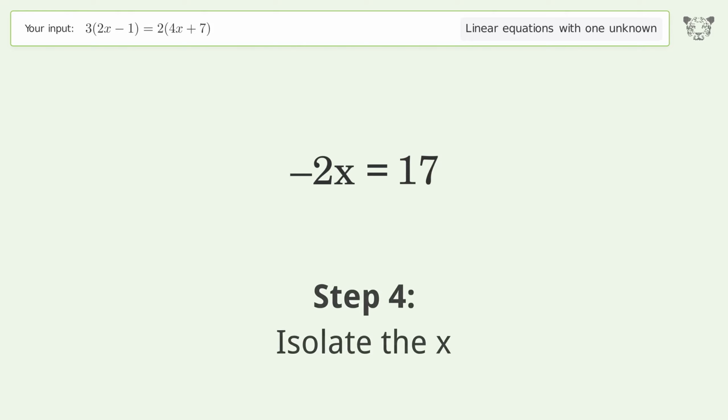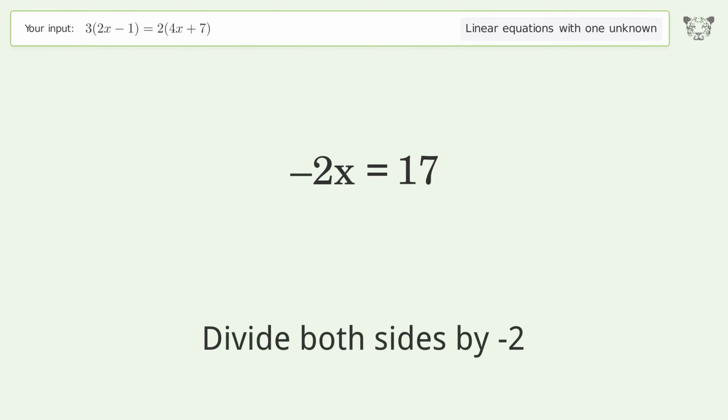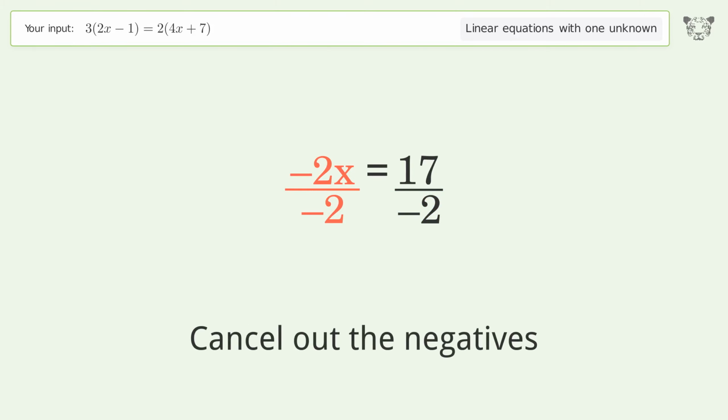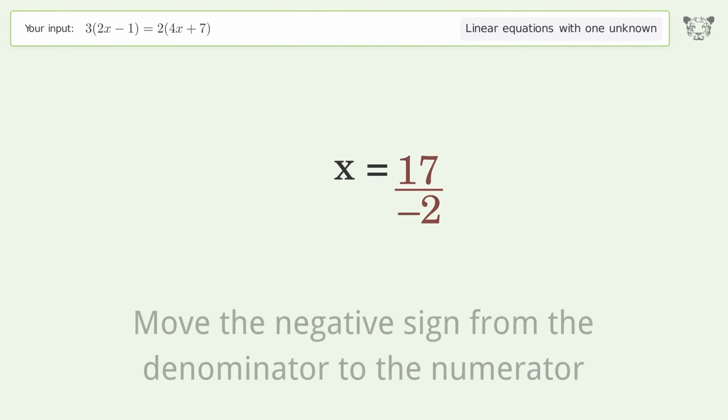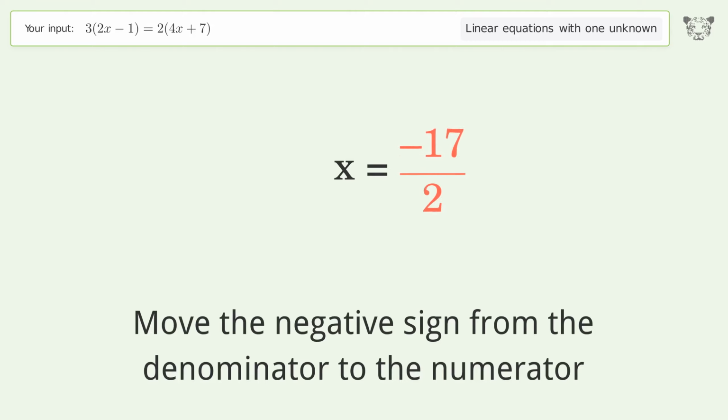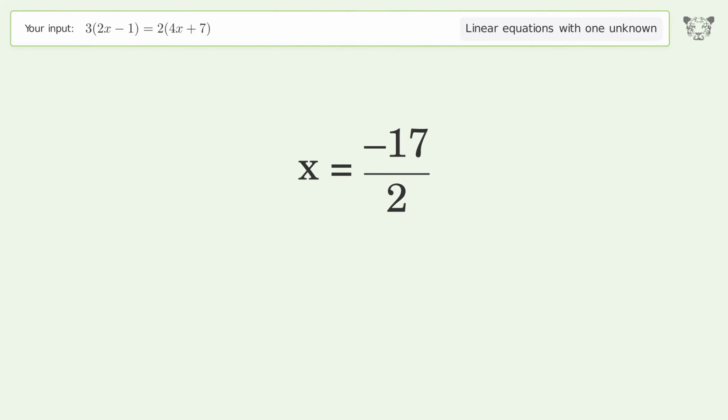Isolate the x. Divide both sides by -2. Cancel out the negatives. Simplify the fraction. Move the negative sign from the denominator to the numerator. And so the final result is x equals -17/2.